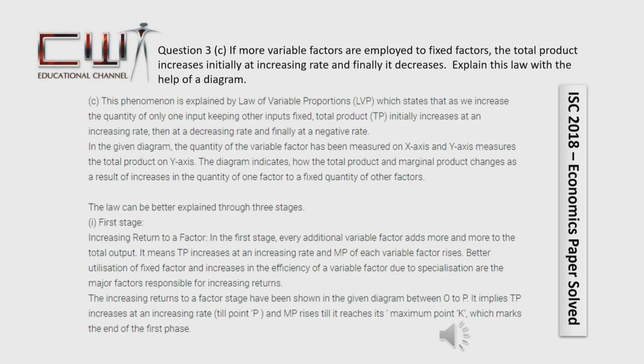The increasing returns to a factor stage have been shown in the next diagram. Between O to P, it implies TP, total product, increases at an increasing rate till point P, and MP, which is marginal product, rises till it reaches its maximum at point K, which marks the end of the first phase.